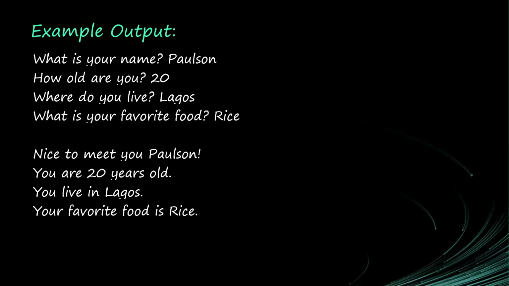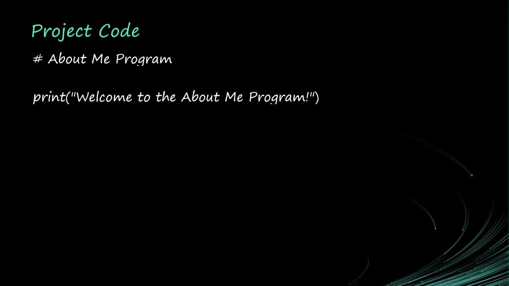You are going to write your code to ask the user for their name, their age, where they live, and their favorite food. Once you do that, you will come down and print these messages for them. Nice to meet you, using the user's name. You are their age years old. You live in where they live, and their favorite food. But let me give you some small help.